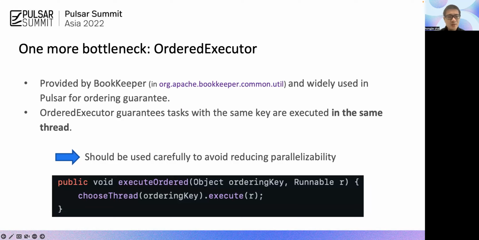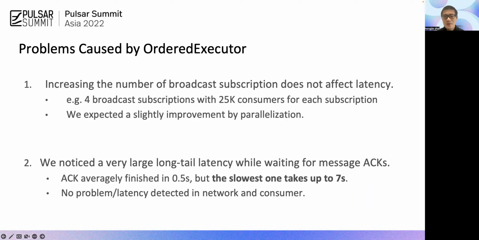The code is shown here. If we provide the same ordering key, the chooseThread call will always return the same thread. So it helps us keep the order of the tasks. For Pulsar, when sending messages, it can run these sending jobs with the same key, so it can guarantee the messages are sent in the expected order. This is widely used in Pulsar. And we found several problems caused by this executor.